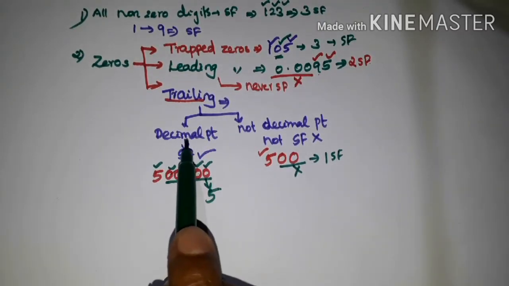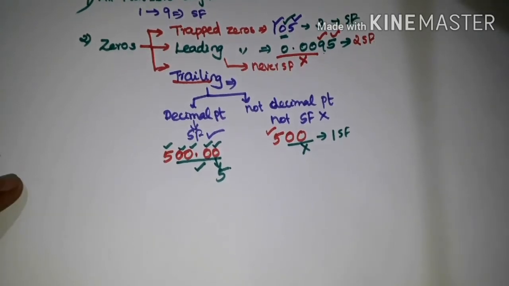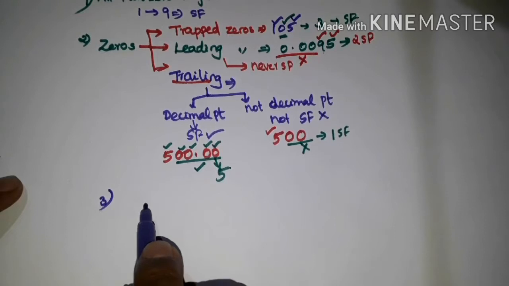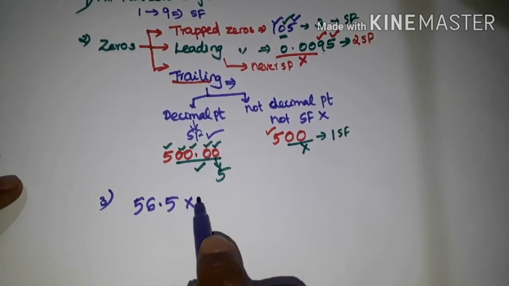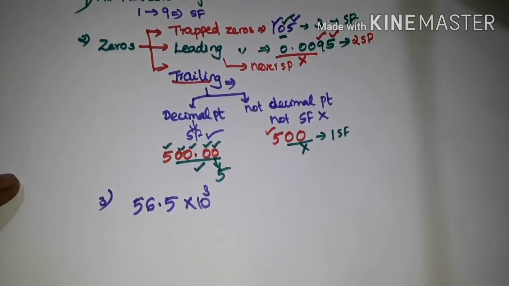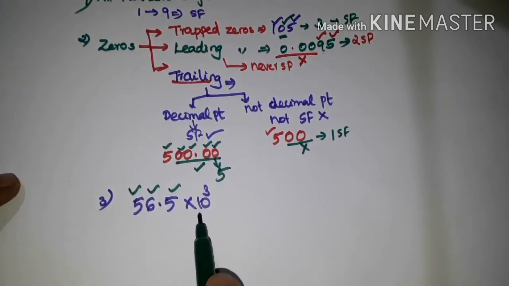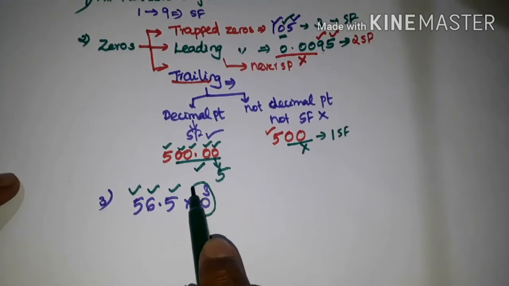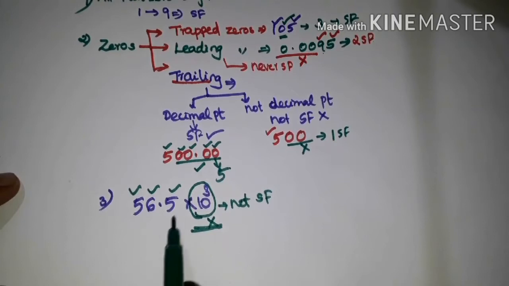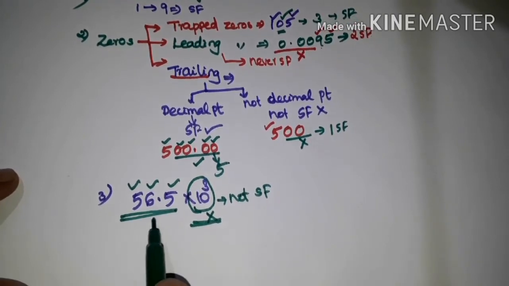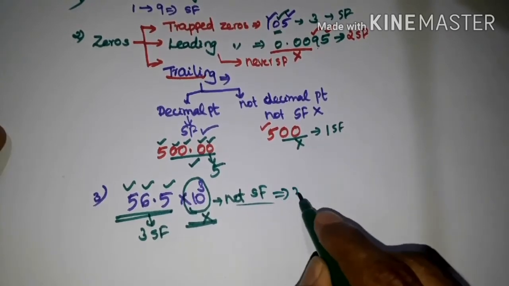So this is data which contains a decimal point and data which does not. Therefore, trailing zeros which do not have a decimal point are not significant figures. Listen to the third one. If a data contains 10 to the power, 5.65 × 10^3: here 5, 6 and 5 are non-zero digits. They are significant. But 10 raised to 3 is not significant. Just avoid that. So total 3 significant figures are there in this data.